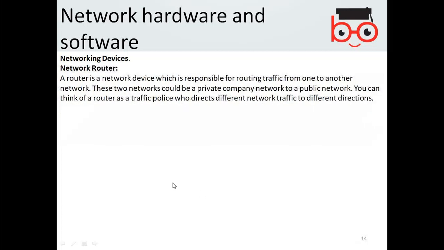A network router. A router is a network device which is responsible for routing traffic from one network to another. These two networks could be a private company network or a public network. You can think of a router as a specific police officer who directs different network traffic in different directions. Now the question arises: what is the difference between the modem and the router? A router is a further technology in addition to the modem.